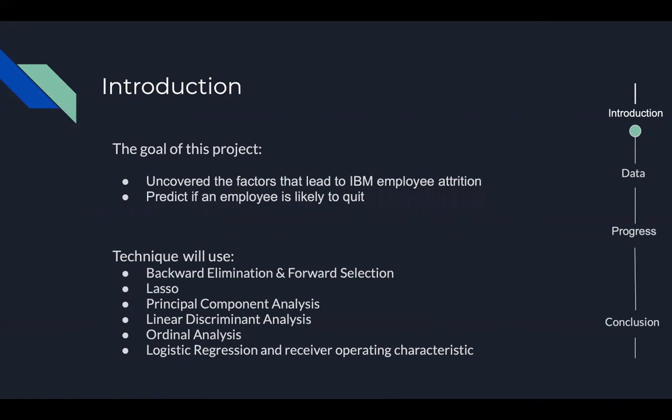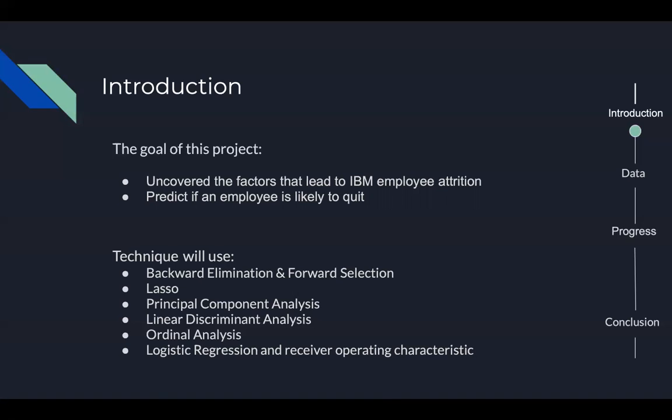So for this project, the goals are, first, uncover the factors that lead to IBM employee attrition. Second, we predict if an employee is likely to quit. So we mainly use the software R to achieve these goals. During the progress, first we create the basic regression model and use forward selection and backward elimination to check the variable selection. Second, check the overfitting problem, and we use the lasso to choose the best lambda. Consequently, handle the regression model's overfitting problem.